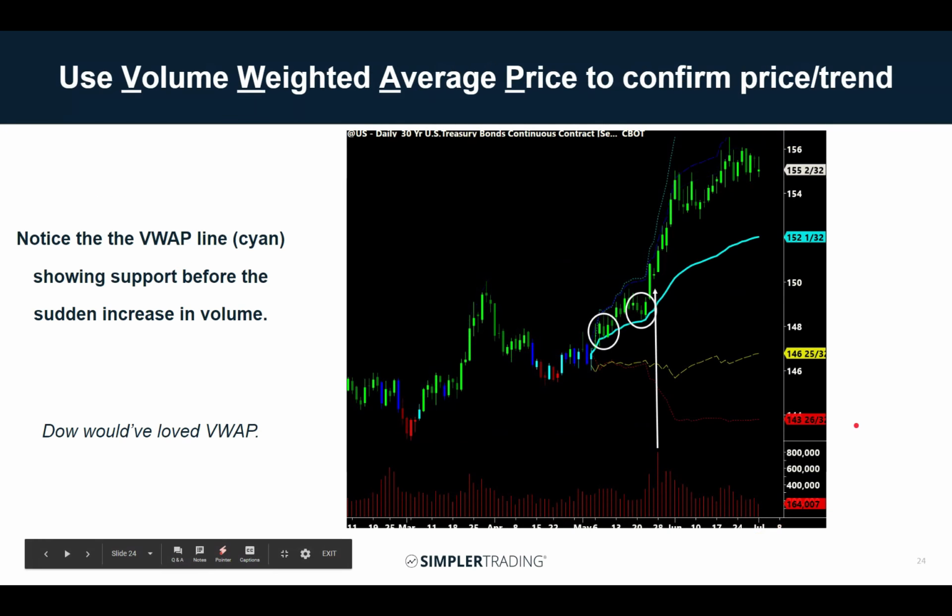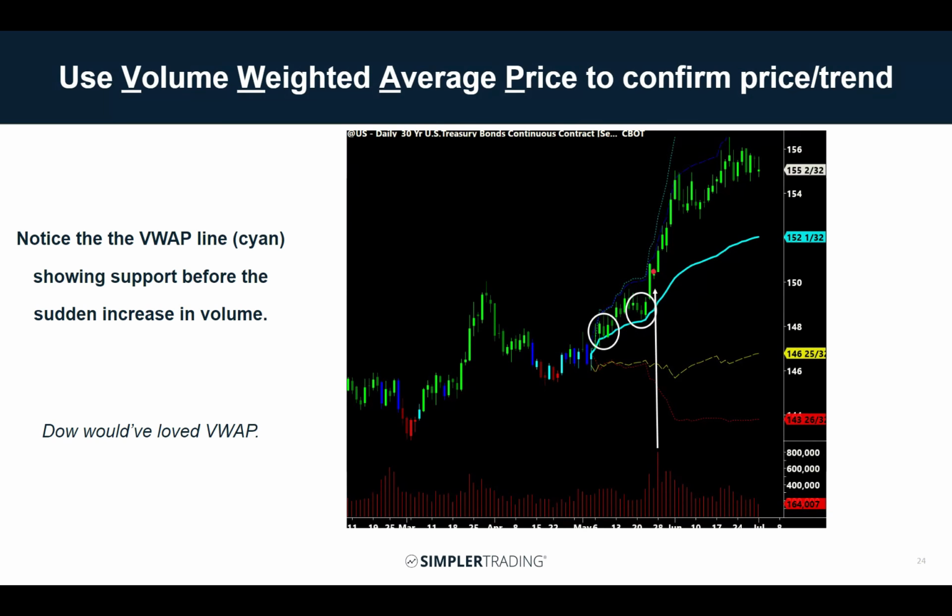The VWAP is used to confirm price and trend, not just volume bars anymore, gang. So that cyan line, by the way, the thicker cyan line, that's your VWAP. Notice that the VWAP kicked in, showing support. It's an anchored VWAP, by the way. Support before the volume spike.